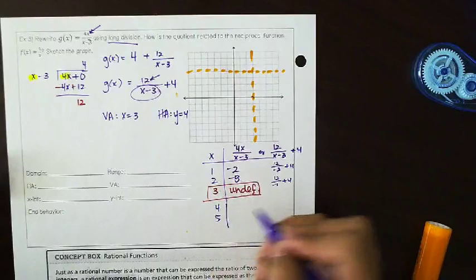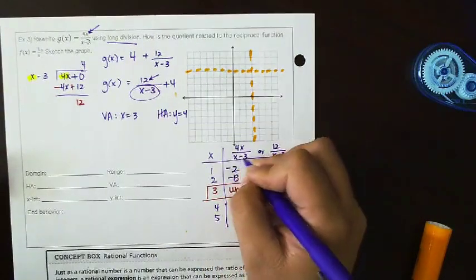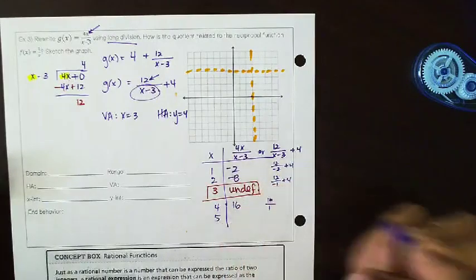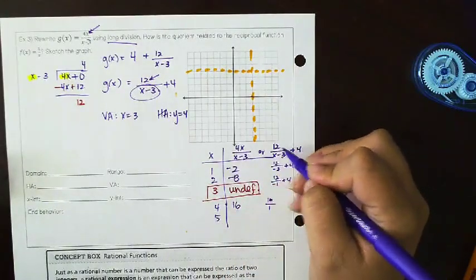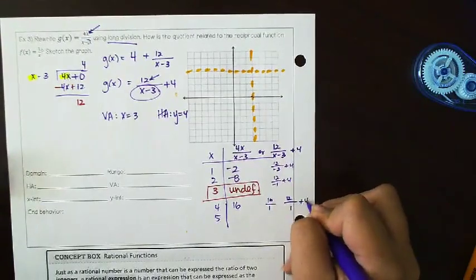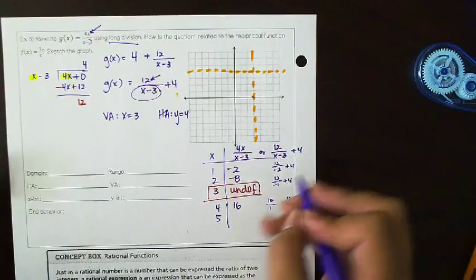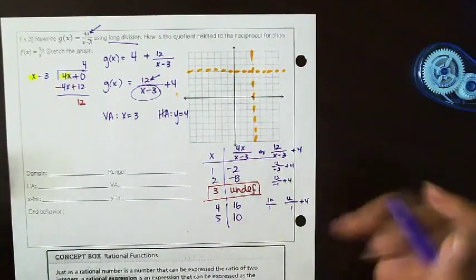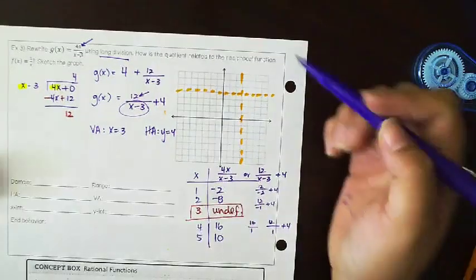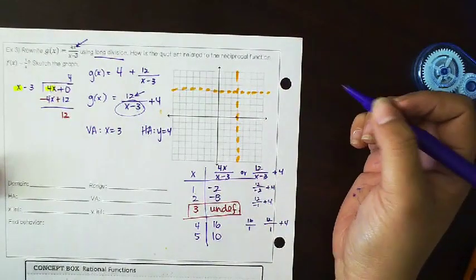If I plug in 4, I'm going to get 16 over 4 minus 3, which is 1, so that's 16. And it's the same thing as if I plugged it in here. 12 over 4 minus 3 is 1, plus 4 is 16. And if I plug in 5, I get 20 over 2, which is 10. And I would have had a different grid, because it's not going to fit. But we'll go with it.